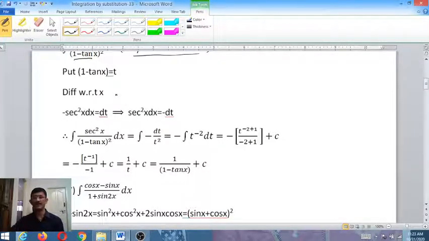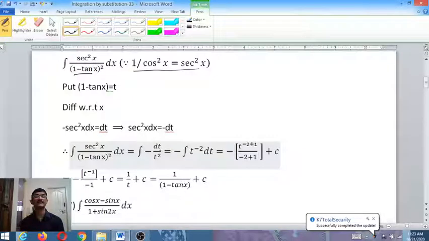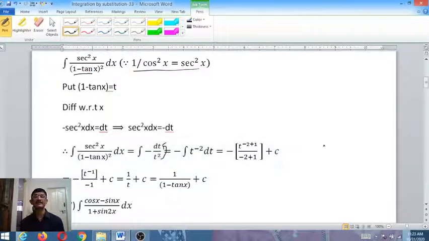In the problem you have secant square x dx in the numerator, so this secant square x dx is minus dt. (1 minus tan x) whole square is t square. So minus is taken out. T square, if you take it to the numerator, becomes t power minus 2. So minus as it is, integral of t power minus 2, always remember this, will be equal to minus 1 by t.